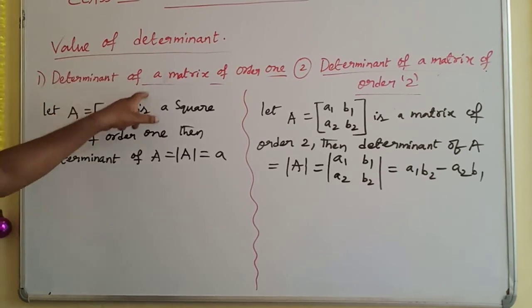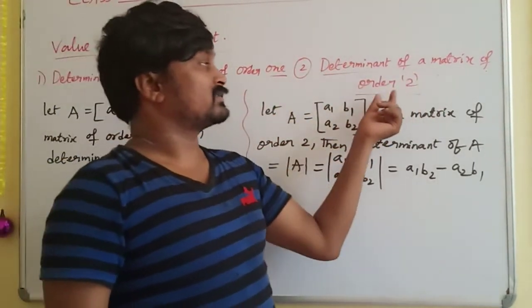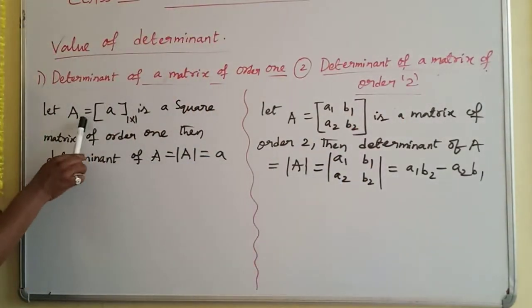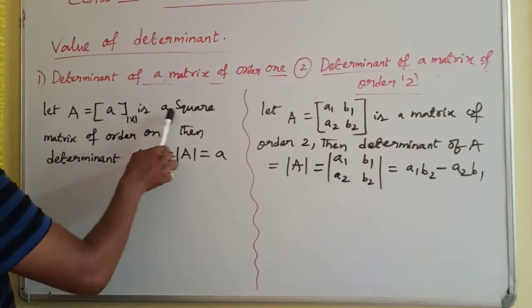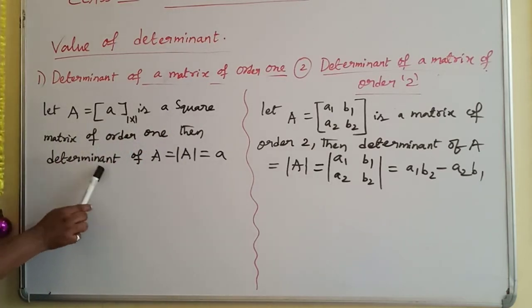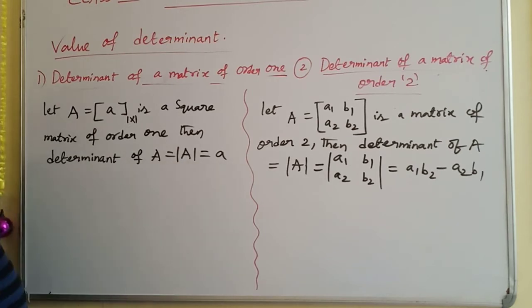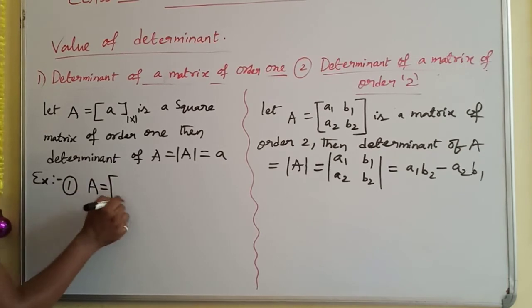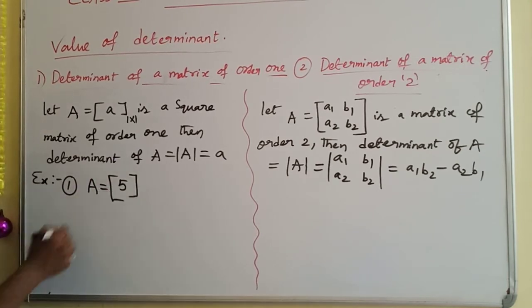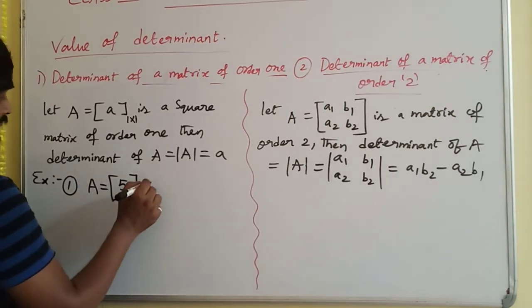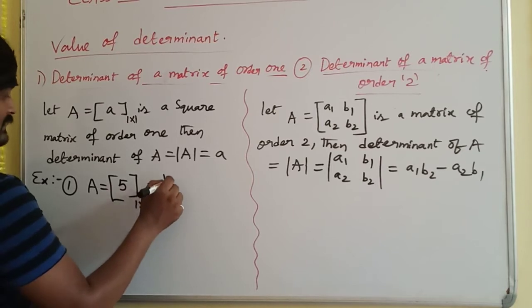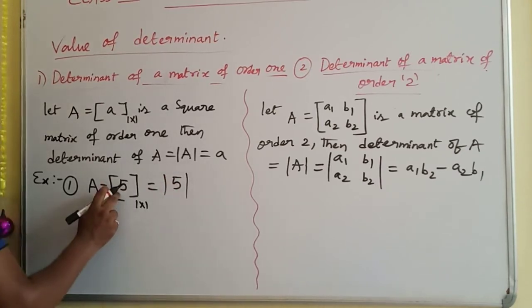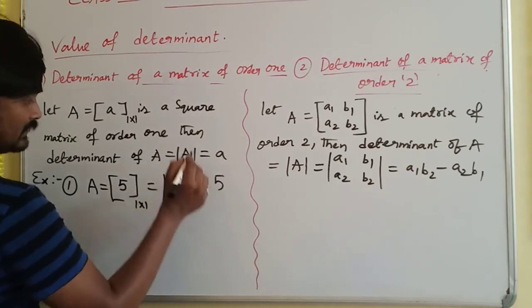Value of a determinant: the determinant of a matrix of order 1, and of order 2. Order 1 means let A be a 1 by 1 matrix, so only a single element, one row and one column. A is a square matrix of order 1, then det A is equal to A. Now I can write one example so that you can understand. The first example: capital A is equal to 5. It is a 1 by 1 matrix, so det 5 is equal to 5 only.